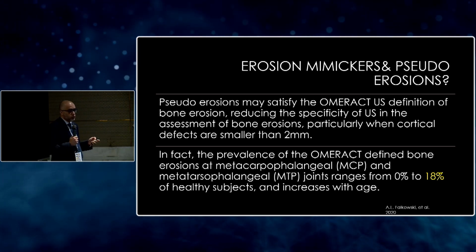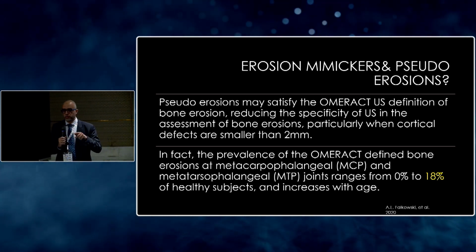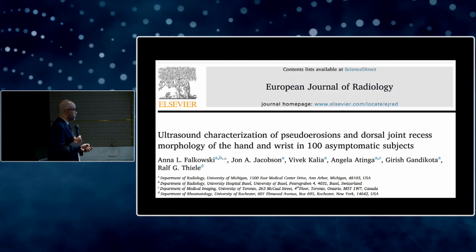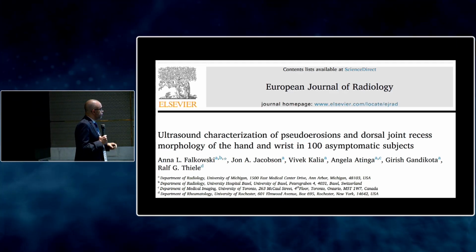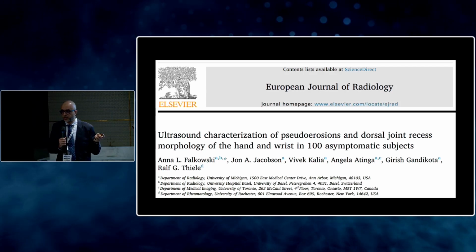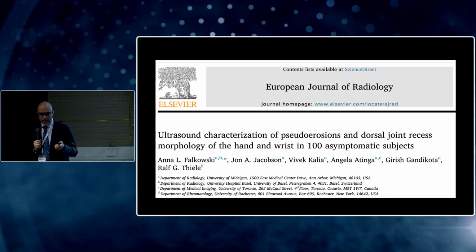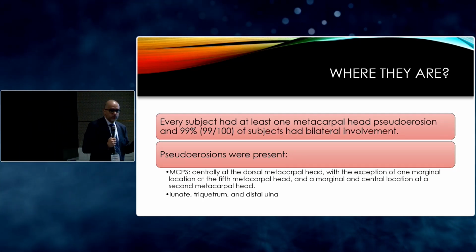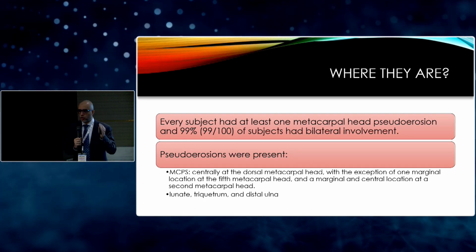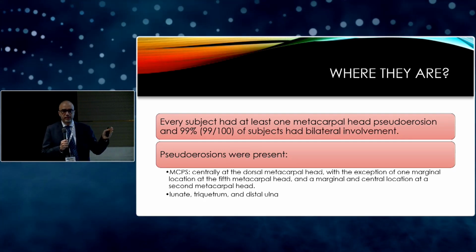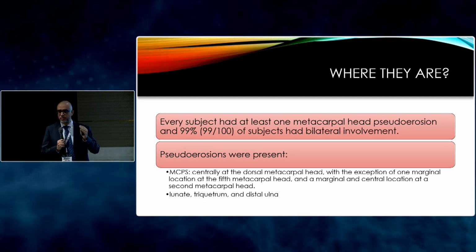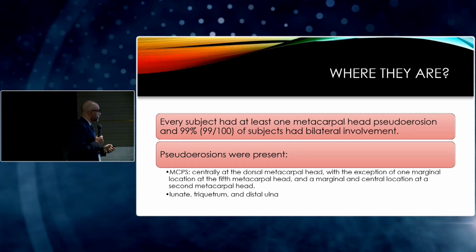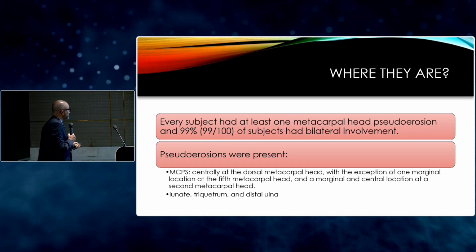Erosion mimickers or pseudo-erosions usually present as cortical abnormalities that can happen normally in some hands, especially at the site of the MCPs. I'll take you to another important paper that examined 100 MCP joints or hands in normal populations, and you can interestingly see with ultrasound that in each subject we have at least one lesion fulfilling the OMERACT criteria of bone erosions, and 99% of them have a bilateral lesion in both hands on ultrasound. So just take care if you are defining erosion with ultrasound.